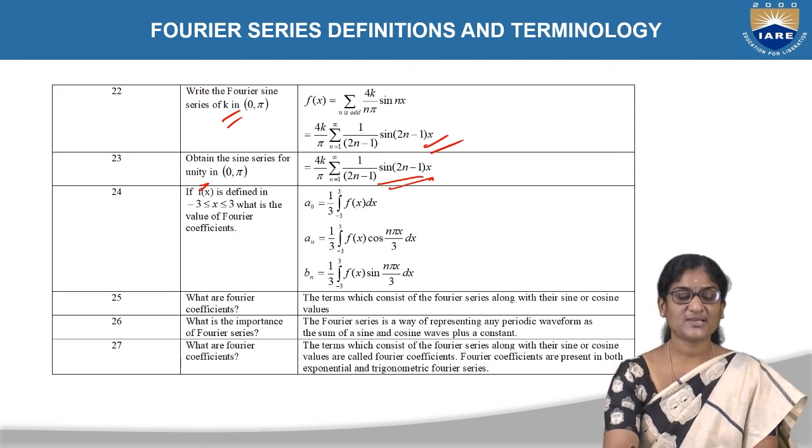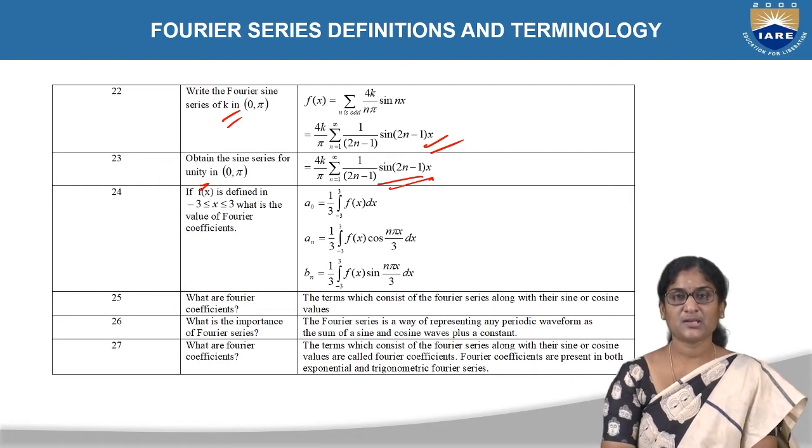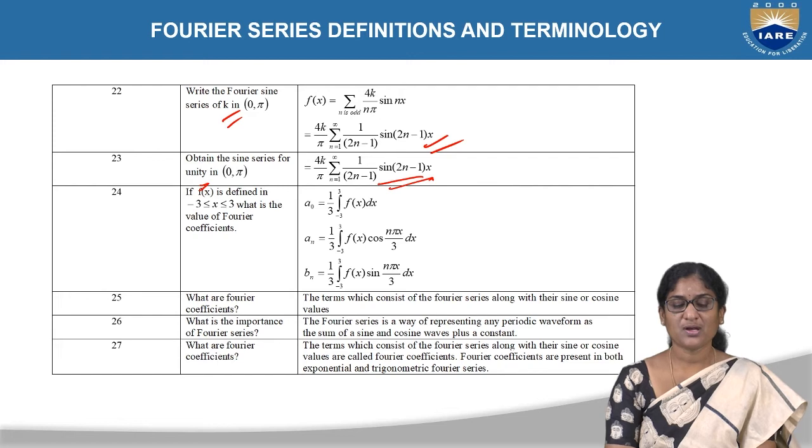Next, if f of x is defined in the interval x from minus 3 to plus 3, what is the value of the Fourier coefficients? Because f of x is not known, I can give only the formulas for a naught, an and bn. So a naught is equal to 1 by 3 integral minus 3 to 3 f of x dx. And an is equal to 1 by 3 integral minus 3 to 3 f of x cos n pi x by 3 dx. And bn is equal to 1 by 3 integral minus 3 to 3 f of x sine n pi x by 3 dx.